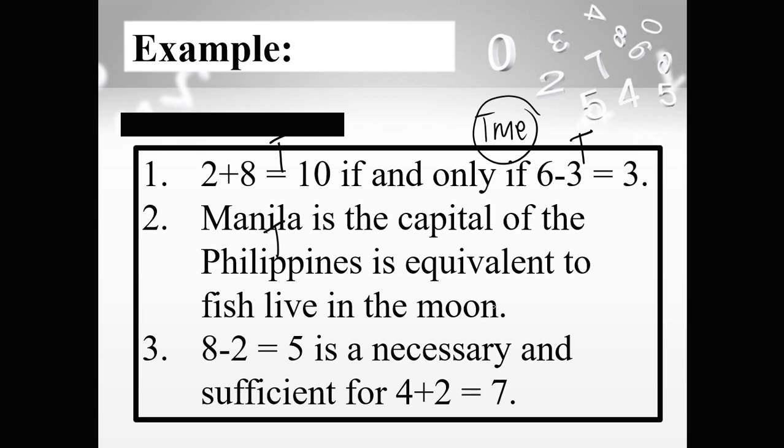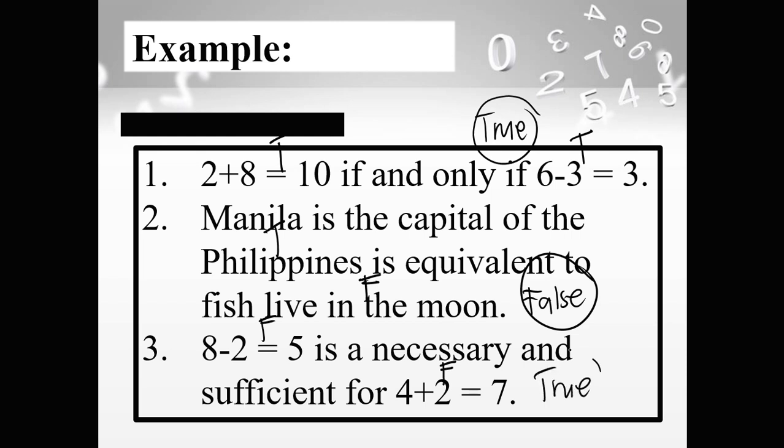Next, for number 2, Manila is the capital of the Philippines, which is true. And then, fish live in the moon. We have false. At kapag magkaiba po, ano ang final answer kay biconditional? We have false. And last one, 8 minus 2 is equal to 5. That is false. 4 plus 2 is equal to 7. That is also false.